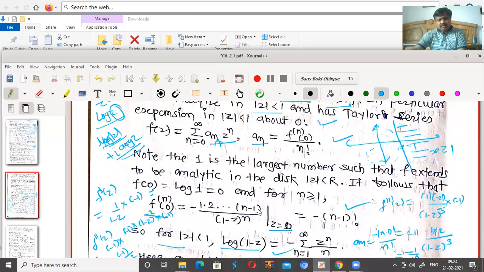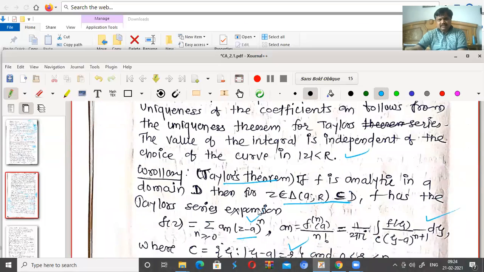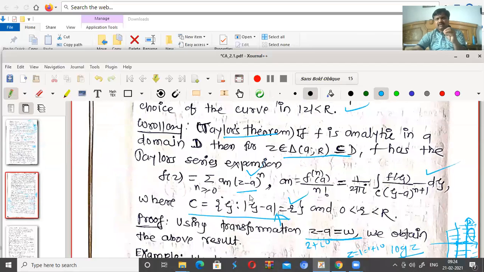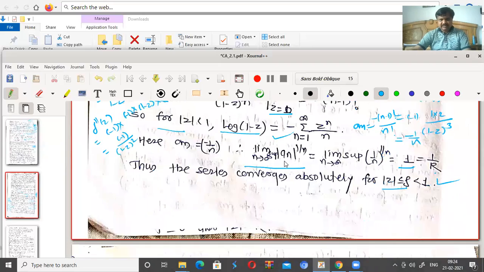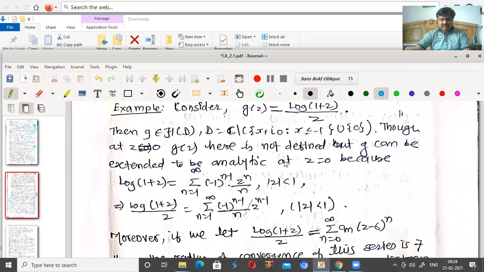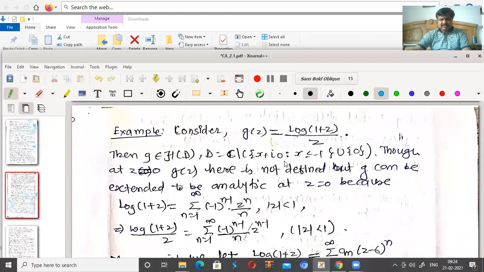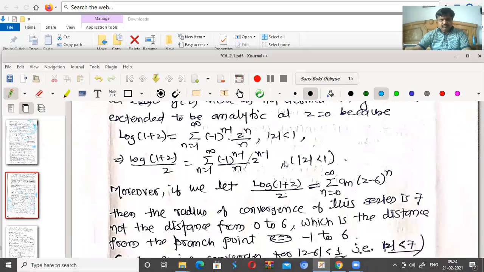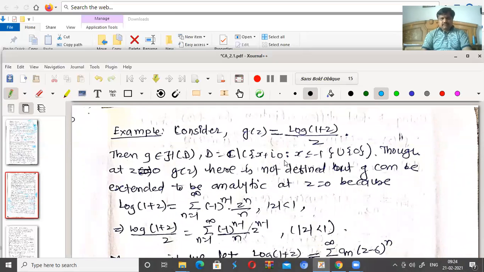So what is the use of Taylor series? Taylor series gives us the power series representation for an analytic function. This is one more example, because the power series representation we have obtained there. g(z) equal to log of (1 plus z) upon z.